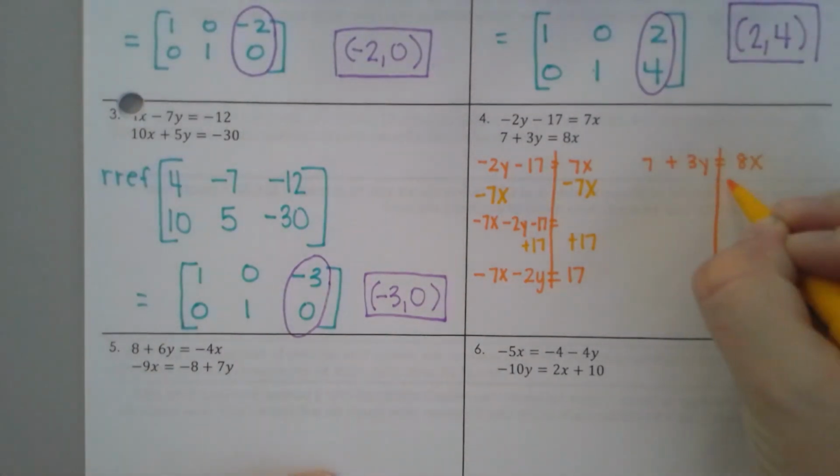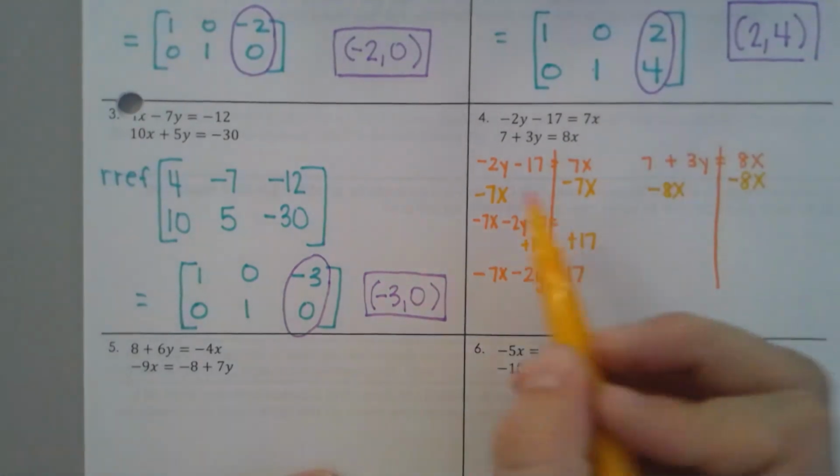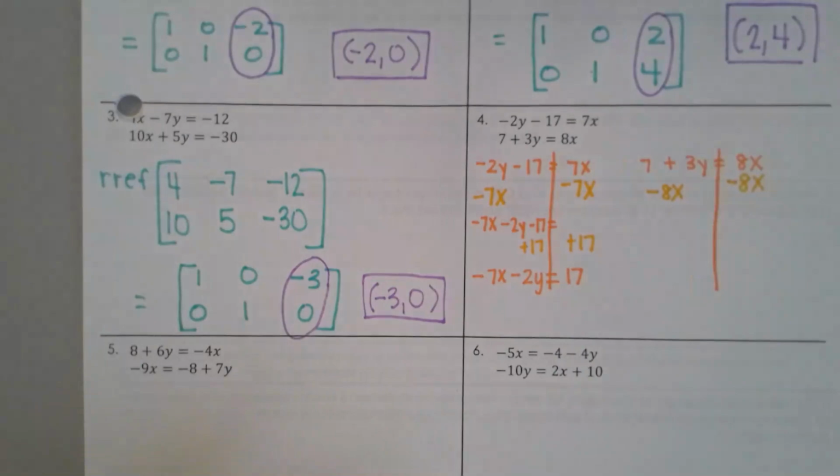We subtract 8x from both sides, just like I did here. It's the same step.